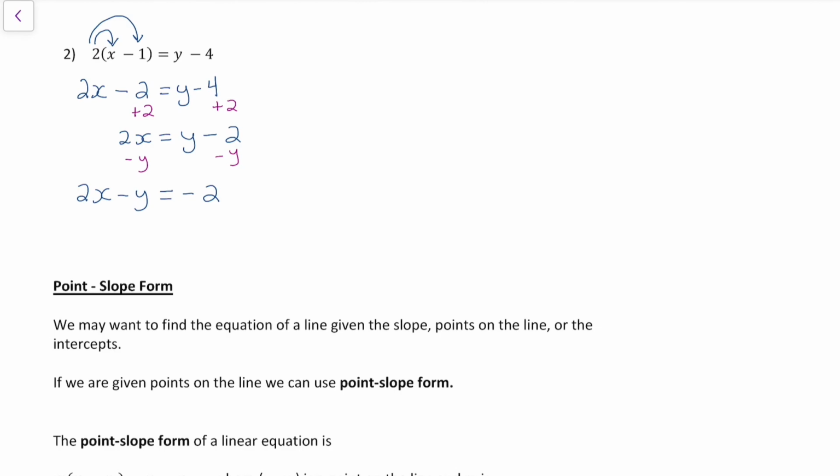Now, what would we have done if this first number worked out to be a fraction, something like 2 over 3x minus y equals negative 2? So we looked at how to get rid of a negative, but how do we get rid of a fraction? Well, in order to make this number whole, I'm going to have to multiply by 3. But again, we cannot just multiply the x by 3. I'm multiplying the whole thing, my whole equation, by 3. So this becomes 2x minus 3y equals negative 6.